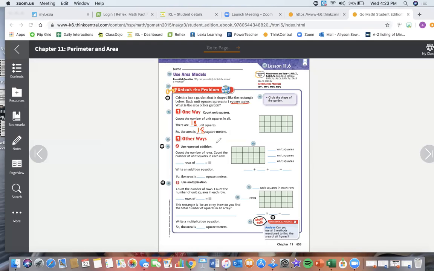All right, another way is by using repeated addition. So you're going to count the number of rows and count the number of units in each row. So I know in this row, there's 1, 2, 3, 4, 5, 6 unit squares. In this row, there's also 6 unit squares. And in this row, there's 6 unit squares. So I can use repeated addition by adding 6 plus 6 plus 6.